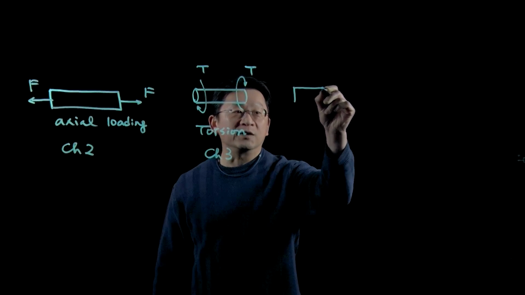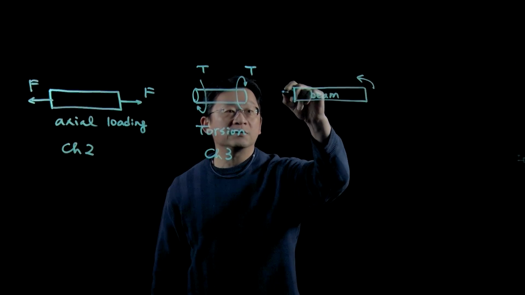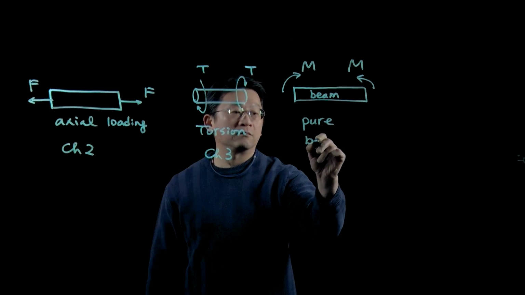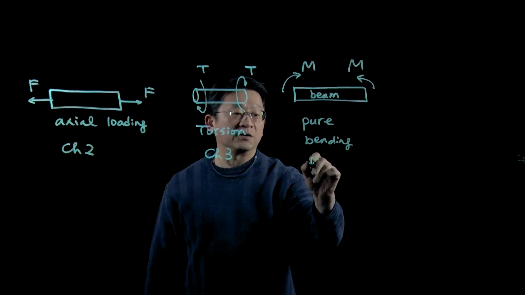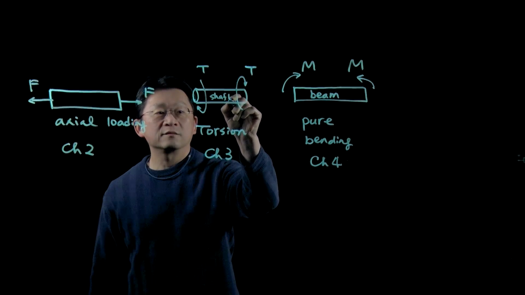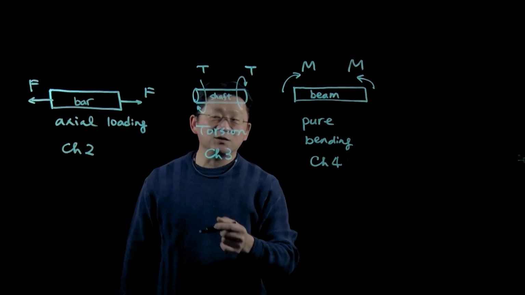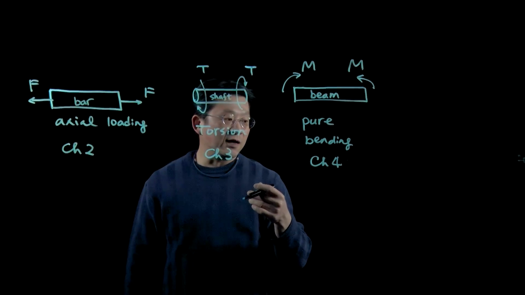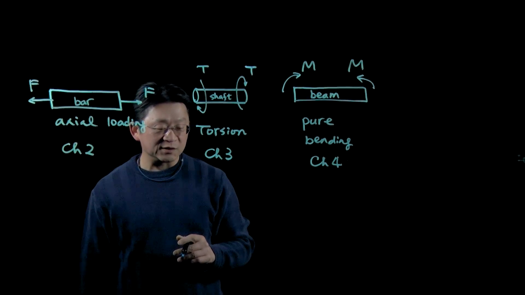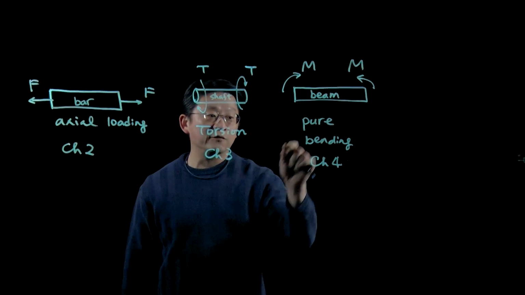And the third one, we consider a beam model under pure bending. This is chapter 4. Here this is called a shaft, and this is called a bar. In solid mechanics we use different terminologies as special communication tools to tell people what kind of loading we are dealing with. So for axial loading the material is a bar, a shaft for torsion, and a beam for pure bending.